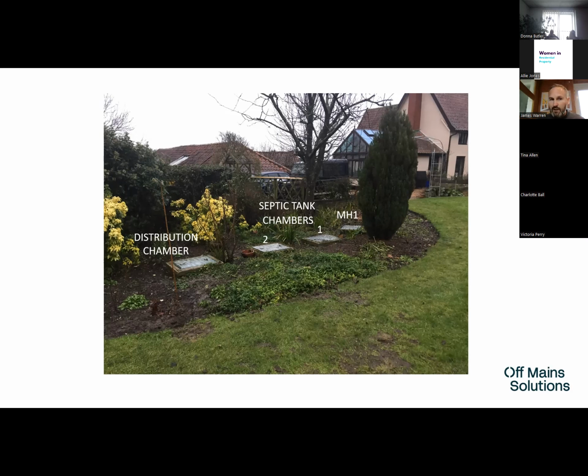A distribution chamber is an access chamber where you can see if the water is getting away as it should be. If that cover is lifted on the distribution chamber and there's water holding inside it, that unfortunately is a red flag that the pipework going away from it is either blocked or collapsed, or there's a problem with the soakaway, because there should never be any water sitting in that distribution chamber. Similarly, if manhole 1, if the cover is lifted on that and there's water holding, that's also a red flag, because that one should be free flowing.